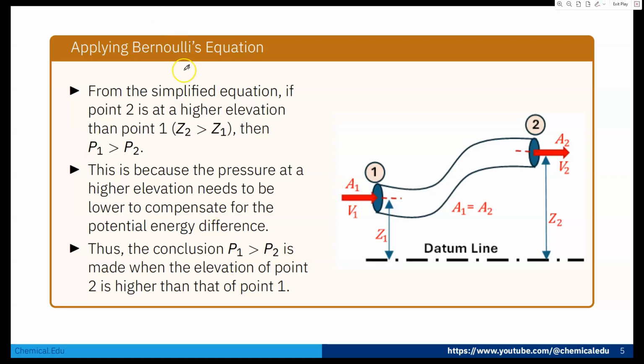Now from the simplified equation, if point 2 is at a higher elevation than point 1, so Z2 is greater than Z1, then we can write P1 is greater than P2. This is because the pressure at a higher elevation needs to be lower to compensate for the potential energy difference. Thus the conclusion P1 greater than P2 is made when the elevation of point 2 is higher than that of point 1.